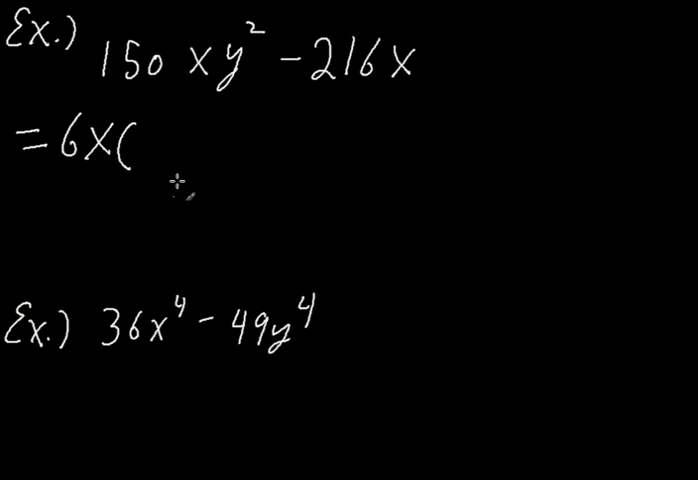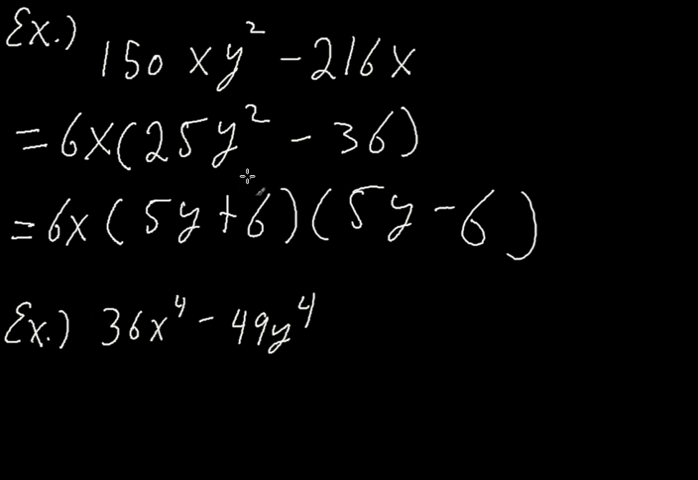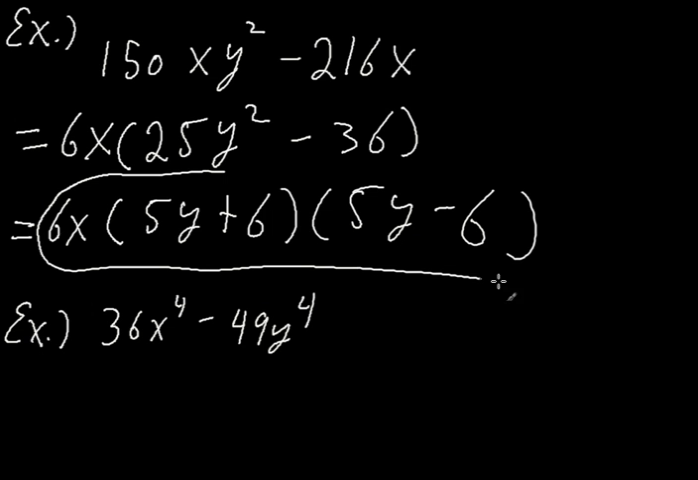What would I leave behind? Well, that would be 25y squared minus 36. And there we go. There's our difference of squares right there. So I can rewrite those, leaving the 6x out over here. 5y plus 6, 5y minus 6. And there it is. That's our answer.